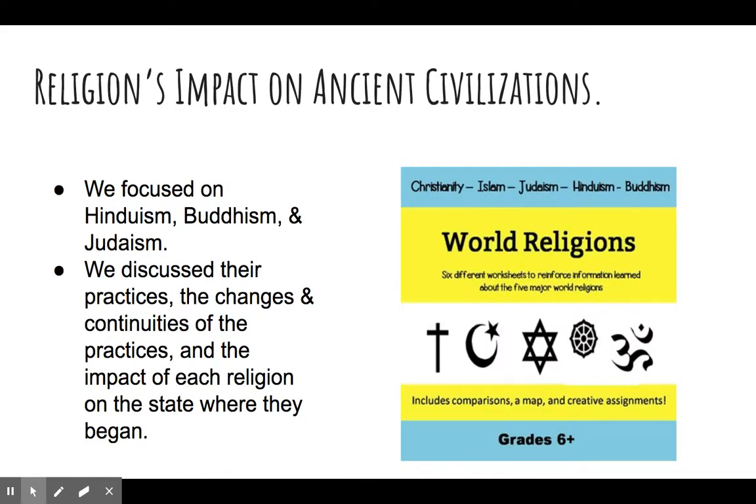We talked about religion's impact on ancient civilizations. We focused on Hinduism, Buddhism, and Judaism. We discussed not only their practices, but some of the changes and continuities of those practices throughout the history of the religion, and the impact each religion had on the states where that religion began. For instance, Buddhism beginning in India, Hinduism beginning in India as well, and Judaism in the Middle East.